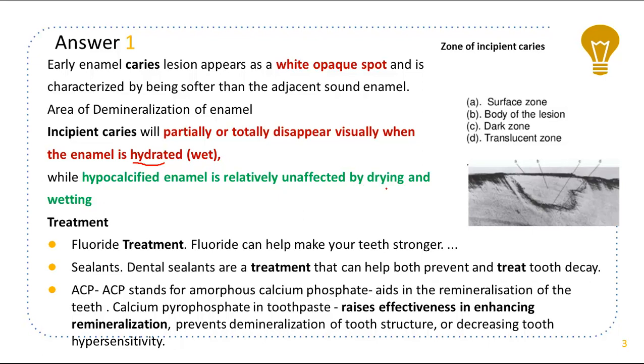drying and wetting. For treatment purposes, the right treatment is given. Sealants are given. Dental sealants help to prevent and treat tooth decay. Another is ACP, that is amorphous calcium phosphate. Basically, it remineralizes the teeth. Calcium pyrophosphate in toothpaste raises effectiveness in enhancing remineralization.